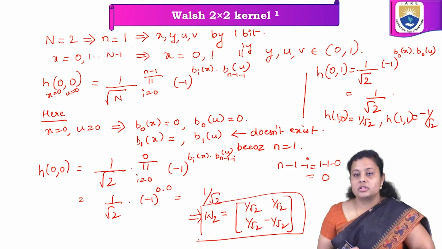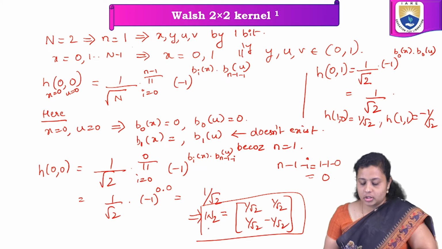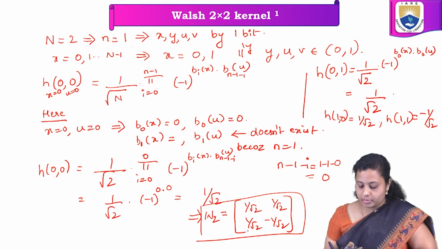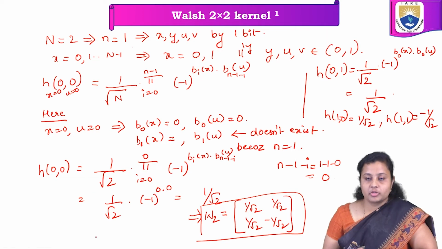So this is our Walsh transform function, which is given by 1 by square root of 2, 1 by square root of 2, 1 by square root of 2, minus 1 by square root of 2. So this is the procedure of how we do it.